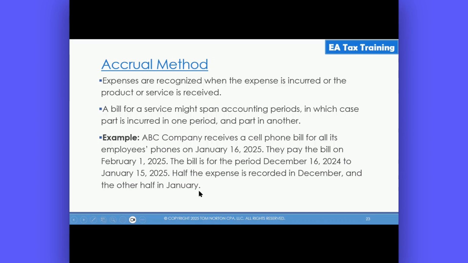Half of it is going to be recognized in December because it's for the period December 16th to December 31st. The other half is going to be recognized in the new year, January, because it's for the period January 1st to January 15th. Otherwise, if it doesn't span accounting periods, you're just going to recognize the expense whenever it is incurred. So if it's incurred in December, but you don't pay the bill until January or February of the following year, you're still going to count it as an expense in December.